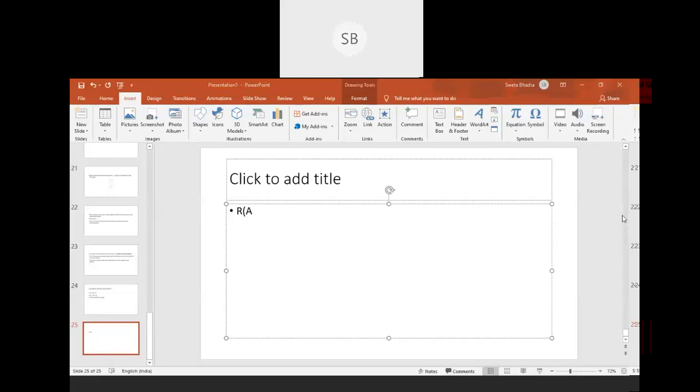Just write the candidate keys. A, B, C, D, H. What are the functional dependencies we had? A determines B, BC determines D, E determines C, and D determines A.